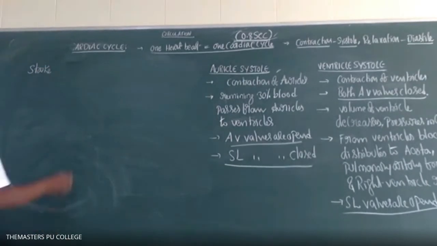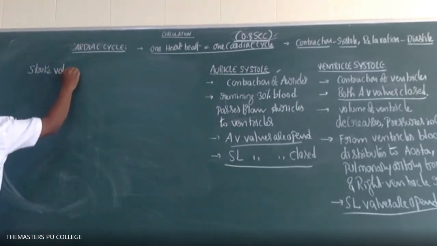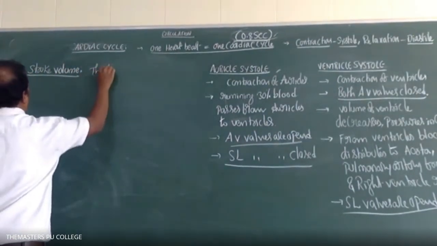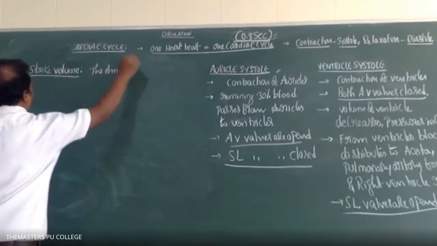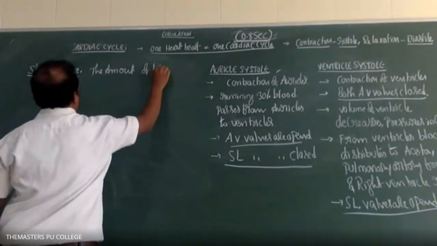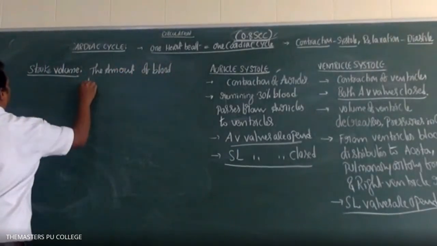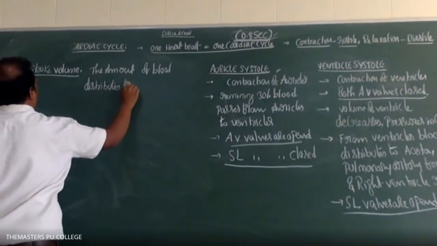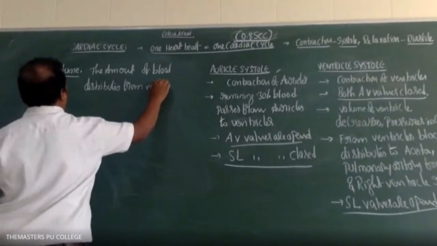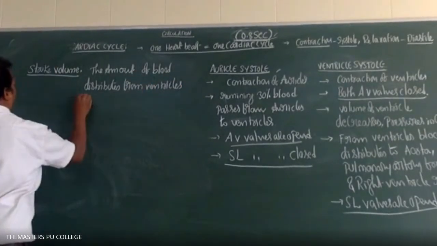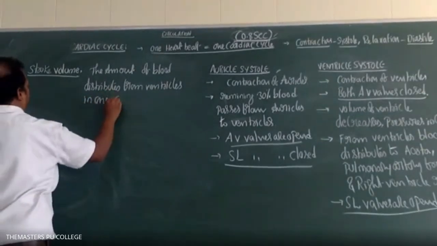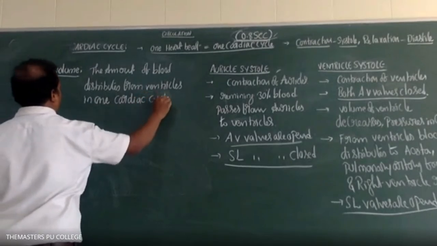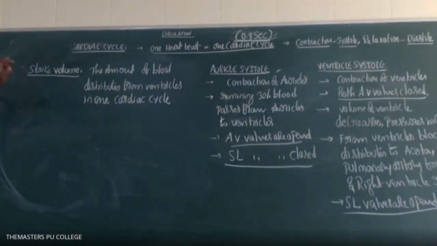Stroke volume. Stroke volume means the amount of blood distributed from the ventricles in one cardiac cycle. That is called stroke volume.